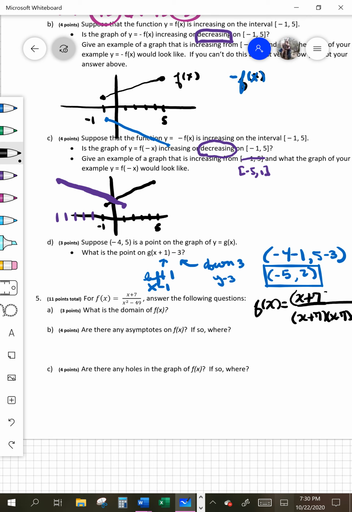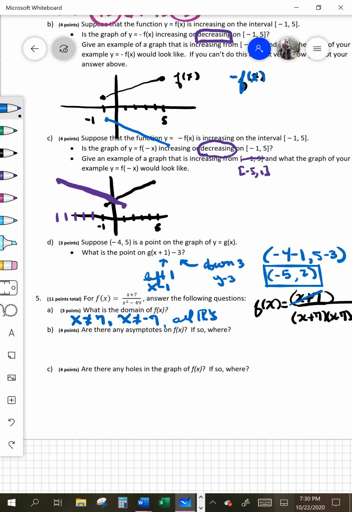Looking at what we have in common, we have an x plus 7 in common. That's going to actually factor and cancel. But we cannot have values which set our denominator equal to 0. So we cannot have values for x to be positive 7 or negative 7. So our domain is all real numbers except x cannot be 7 or negative 7. So are there any asymptotes on f of x? Well, vertical asymptotes occur on values which set the denominator equal to 0, but not also the numerator.